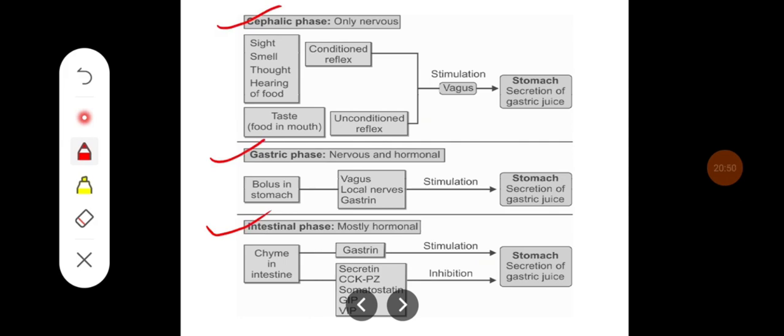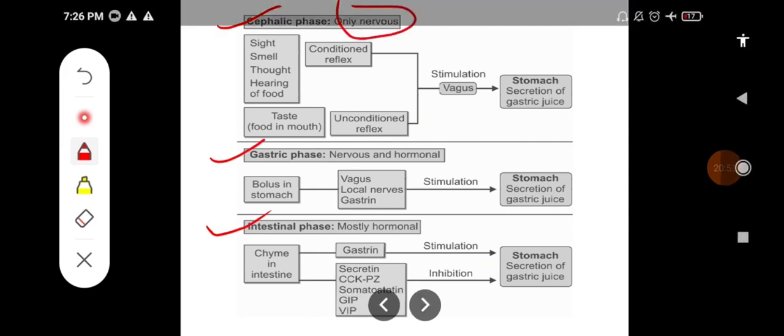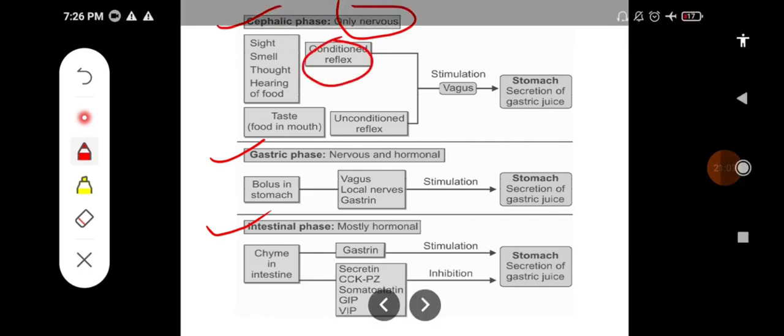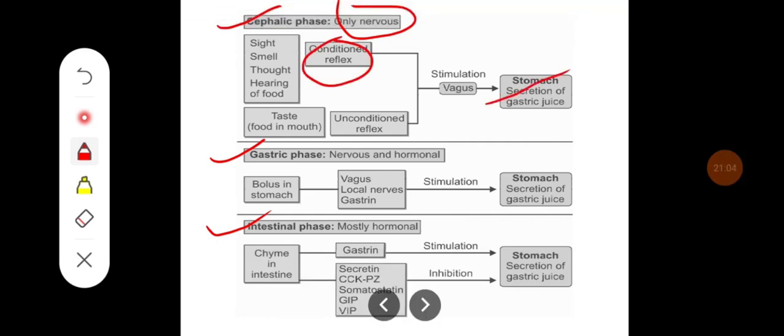The cephalic phase is mainly nervous regulation, where the sight, smell, thought and hearing of the food, by the conditioned reflex, can increase HCl or gastric juice production. And when the food enters the mouth, it can lead to the unconditioned reflex, which increases HCl production. The gastric phase is when food enters the stomach, which increases the vagal secretion that leads to increased gastric juice secretion.